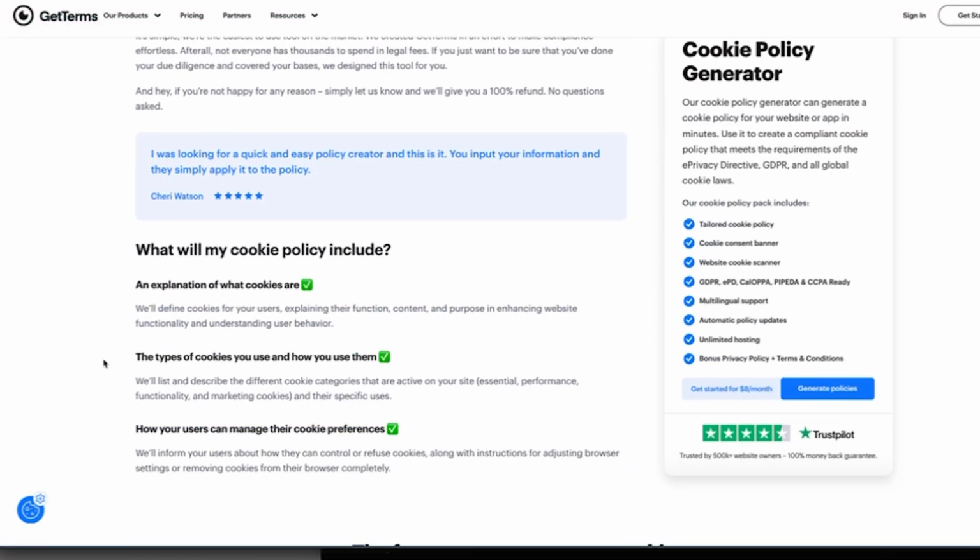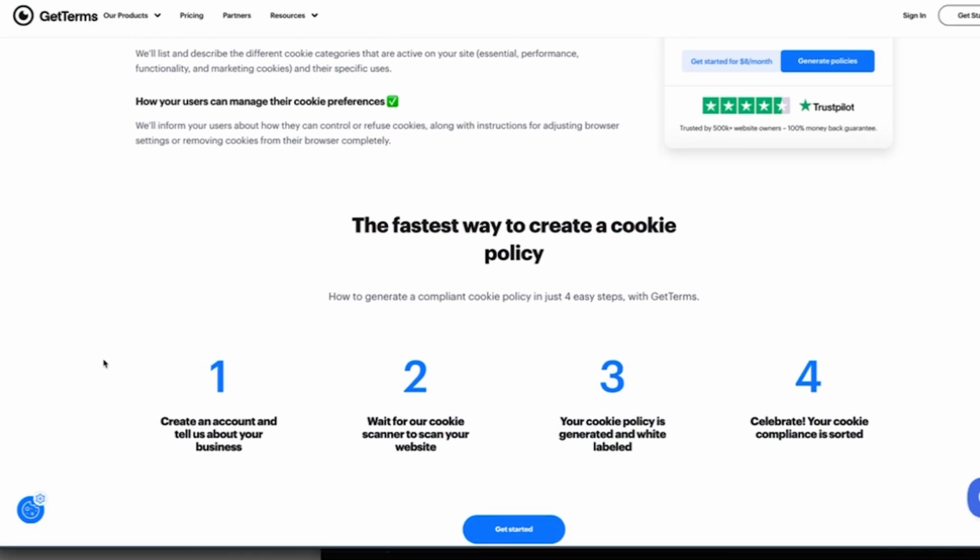Look, legal compliance isn't fun, but it is necessary. GetTerms takes something that's traditionally been expensive, time-consuming, confusing, and honestly, most people would prefer to get a tooth extracted than figure out this side of their business, but they make it so painless and easy that it is worth every penny.